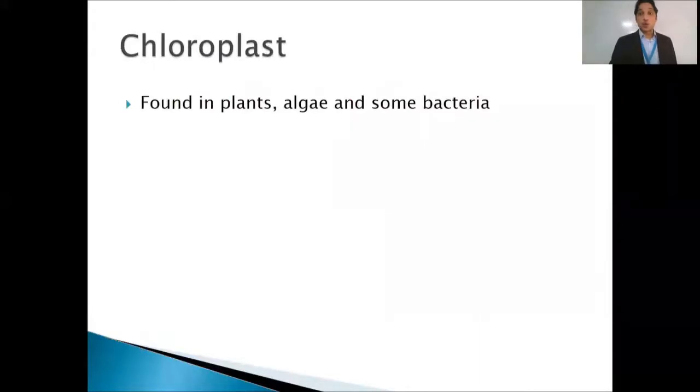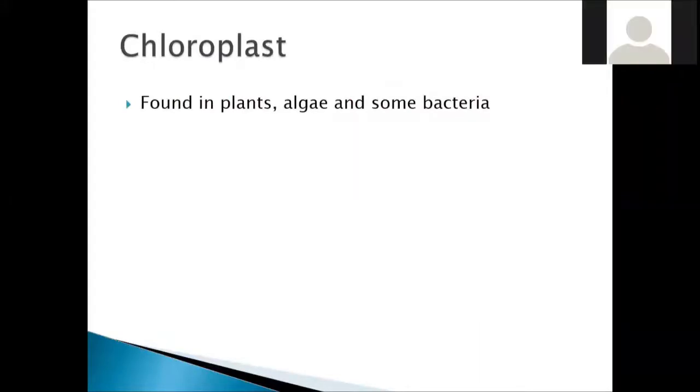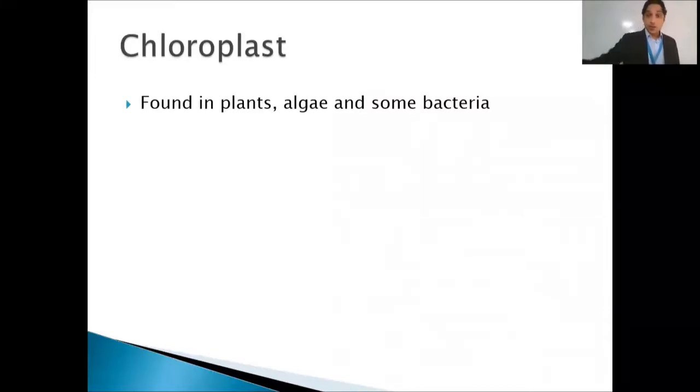The next structure is the chloroplast. The chloroplast is found only in plants. Important thing, it's only present in plants, algae, and in some bacteria. It's not present in animal cells. It is not present in humans. It is not present in any other animal cells.